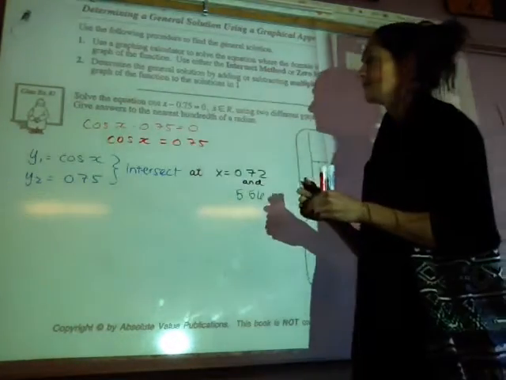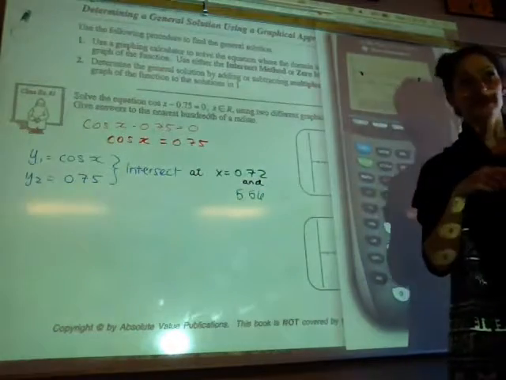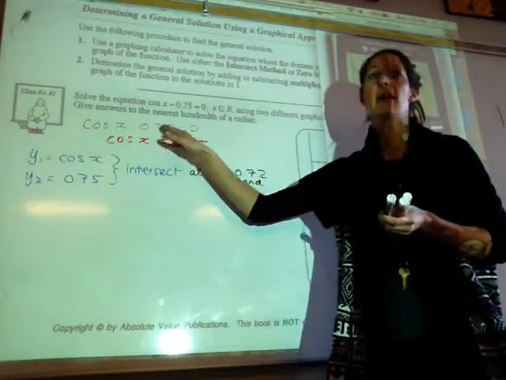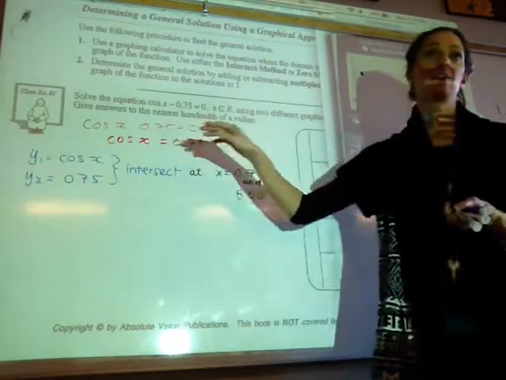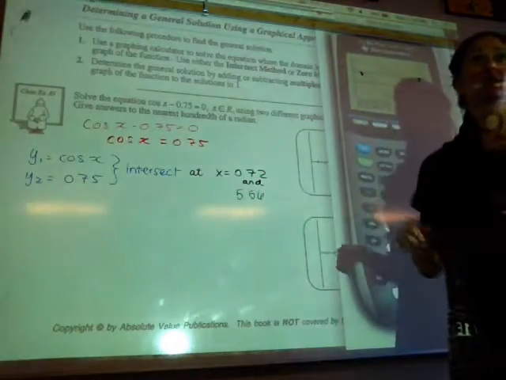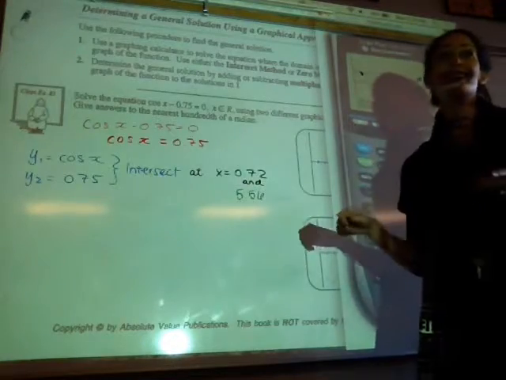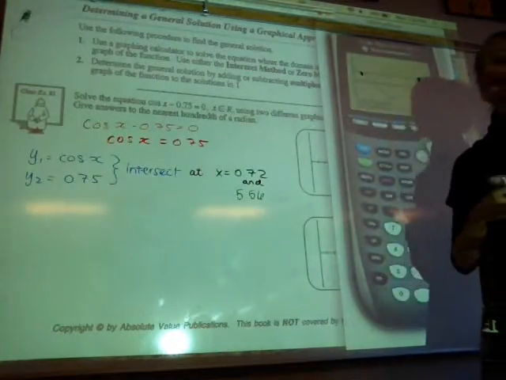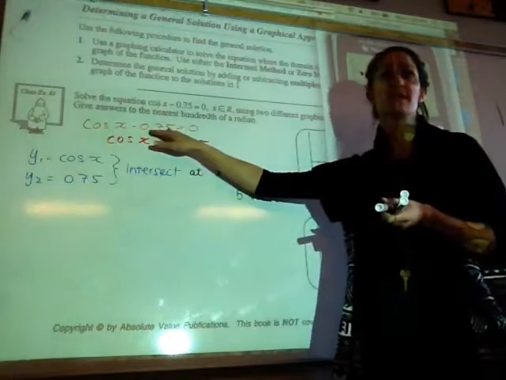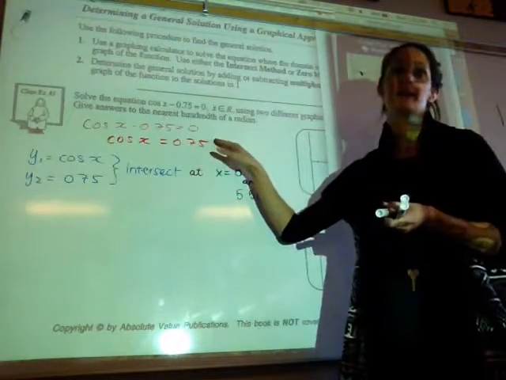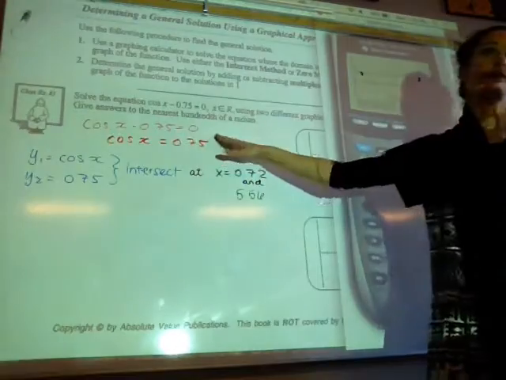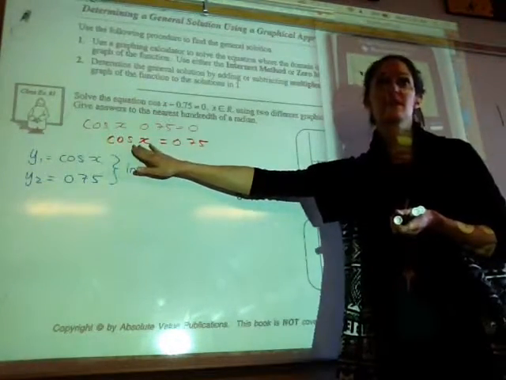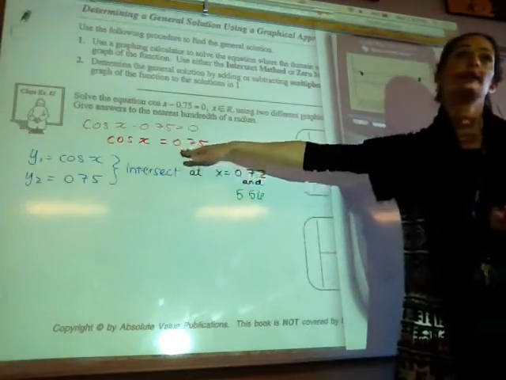So if I was using the x-intercept method, everything would be on the left-hand side like we started, and that would be your y1. And you'd be looking for x-intercepts. But here you said the intersect method, so that means you need 2 graphs that will intersect each other. So I took this negative 0.75, I added it to the right-hand side, and got 0.75. So my y1 is the left-hand side of the equation, and my y2 is the right-hand side.